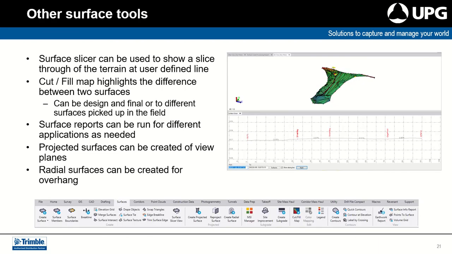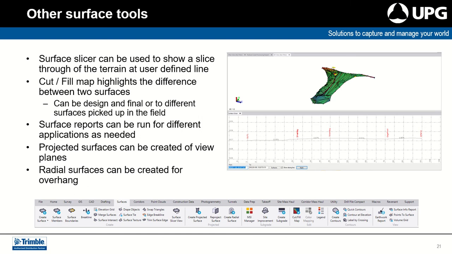As I mentioned, there are several other surface tools in TBC to be aware of. The surface slicer can cut through the surface, where you simply draw a line across your surface and you can see what is happening underneath that line in a profile view in TBC. Here we will also show the line work that it crosses over so that you can be fully aware of where it is, as well as the grade that is being represented by the terrain underneath that line at that point.